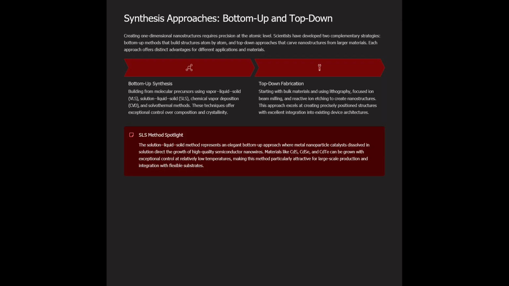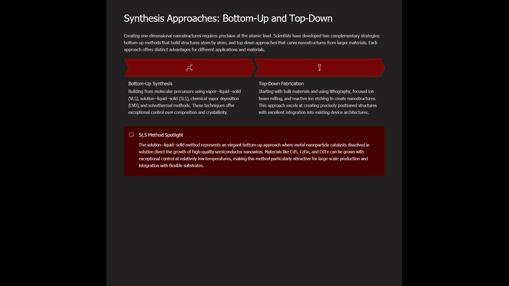Synthesis approaches: bottom up and top down. Creating one-dimensional nanostructures requires precision at the atomic level. Scientists have developed two complementary strategies: bottom-up methods that build structures atom by atom, and top-down approaches that carve nanostructures from larger material. Each approach offers distinct advantages for different applications and materials.